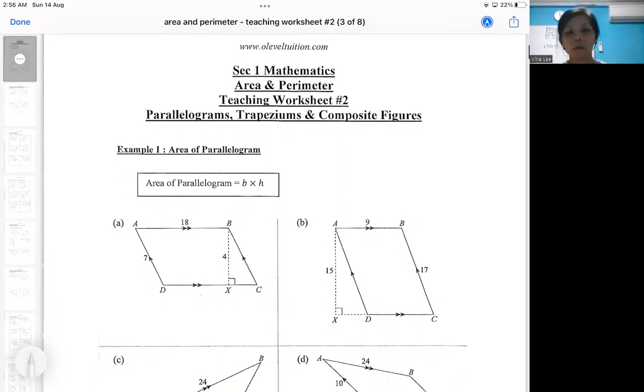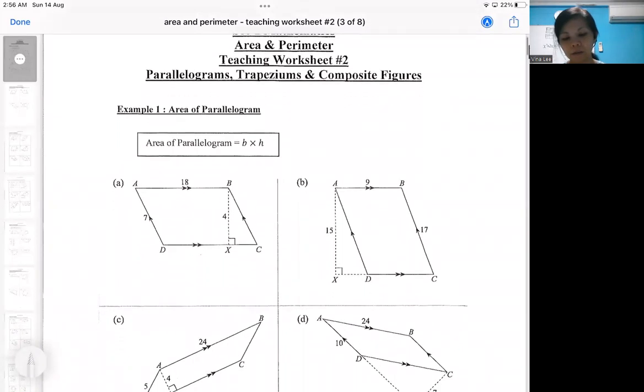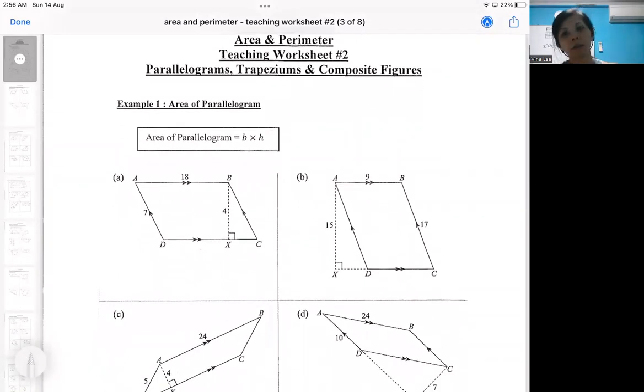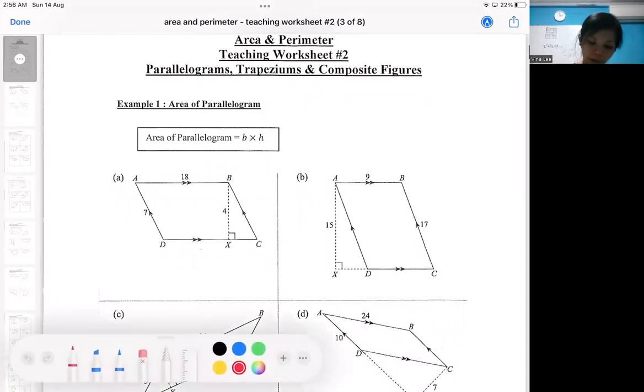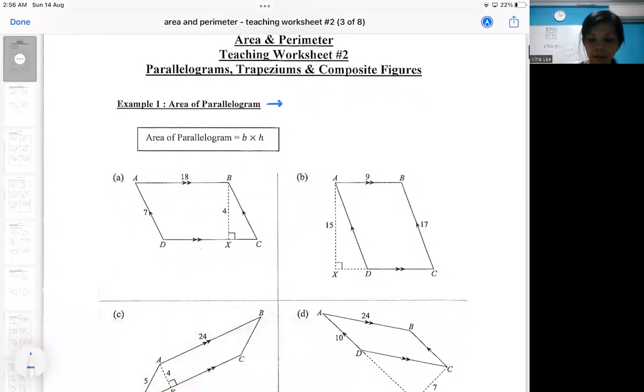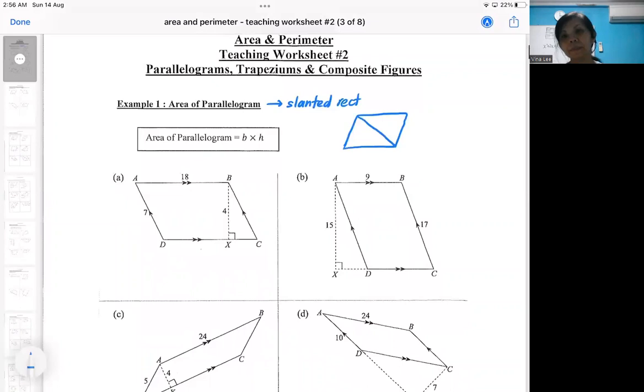So I'm gonna introduce you to the idea of area of parallelogram. You can think of the parallelogram like a slanted rectangle. So it is a rectangle that's being slanted. So in a way, it is kind of made up of two triangles. If you think about triangle, it's half base times height. So if a parallelogram is made up of two triangles, it's something like base times height.